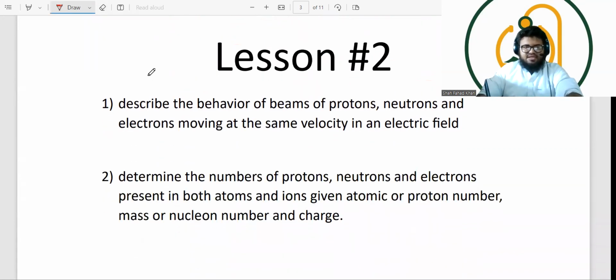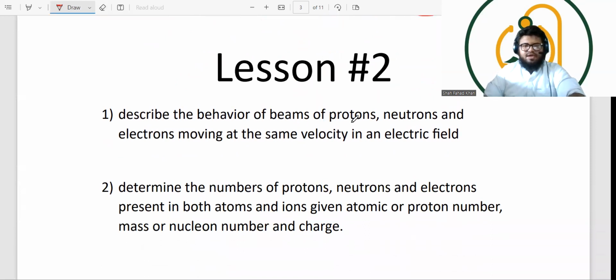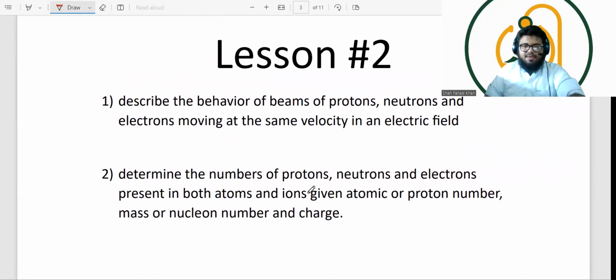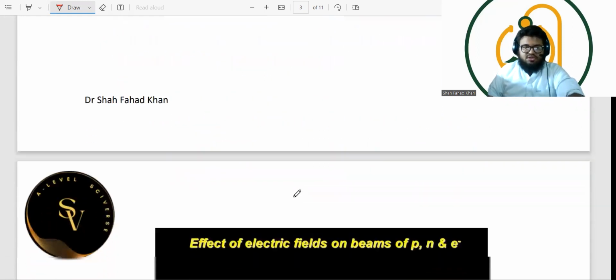In this lesson, we are going to see the behavior of beams of protons, neutrons, and electrons moving at the same velocity in an electric field and determine the number of protons, neutrons, and electrons present in both atoms as well as ions, given the atomic or proton number, mass or nucleon number, and charge. And at the end, we are going to also do a few exam type questions based on this lesson to apply your knowledge. Let's get started now.